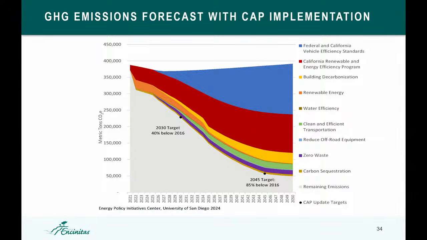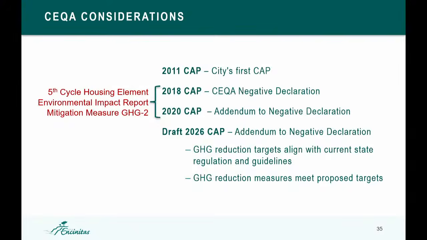So to circle back to the greenhouse gas emissions forecast, this chart shows the forecast with climate action plan implementation. And what this graph is showing is that if all of the 7 strategies are fully implemented and the emission reduction potentials are fully realized, the city would meet both the 2030 and 2045 targets that were set. Okay, so now I'll pass it back to Crystal.